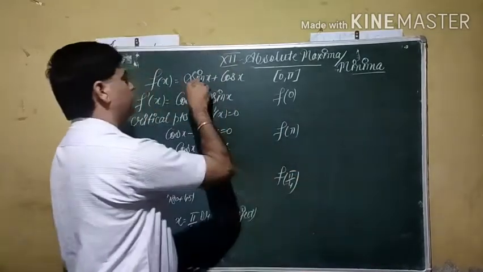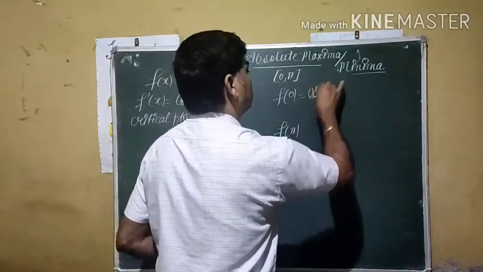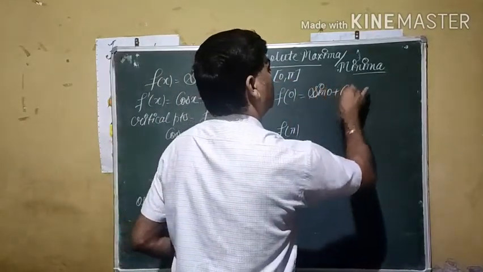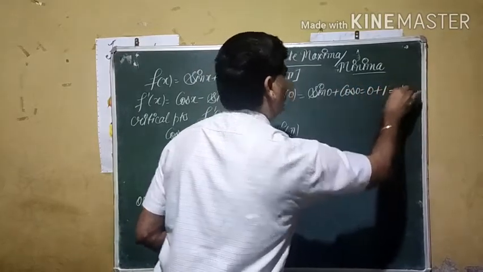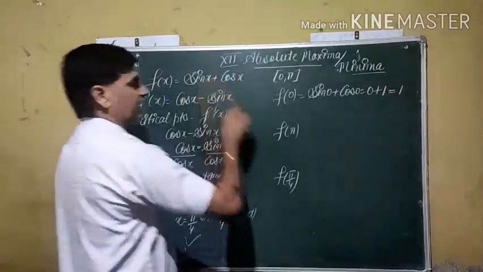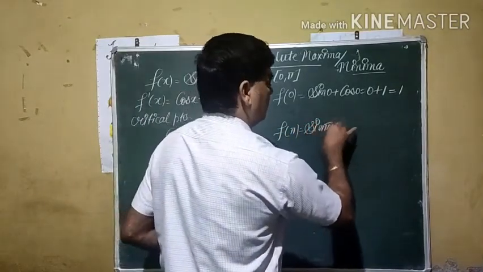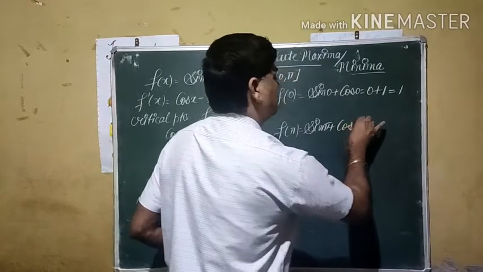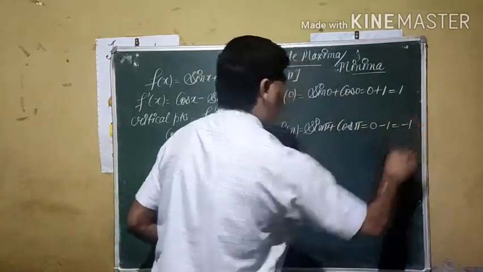If we use x is equal to 0 here, means end point, it becomes sin 0 plus cos 0. Sin 0 is given by 0, cos 0 is given by 1. So this value becomes 1. If we replace it by pi, it becomes sin pi plus cos pi. Sin 180 is 0 and cos 180 is minus 1. So this value becomes minus 1.